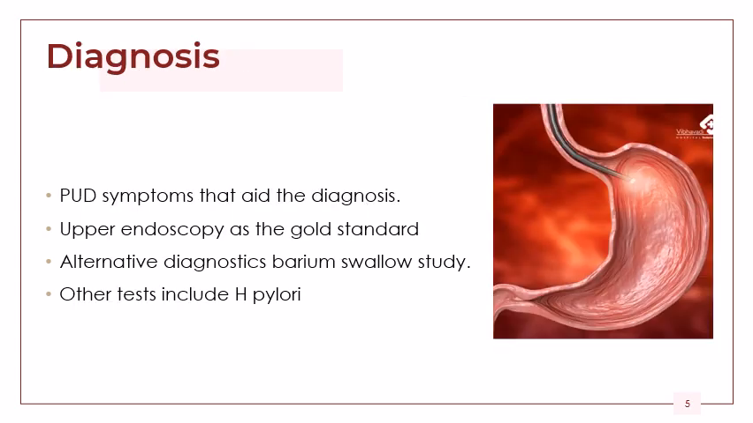Diagnosis: PUD symptoms that aid in the diagnosis, upper endoscopy as the gold standard, the alternative diagnostic barium swallow study, and other tests including H. pylori. PUD symptoms that aid the diagnosis include epigastric abdominal pain, abdominal fullness, bloating, nausea, vomiting, and hematemesis and melena.